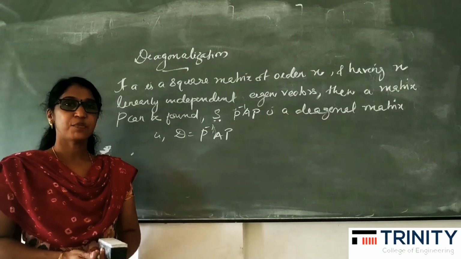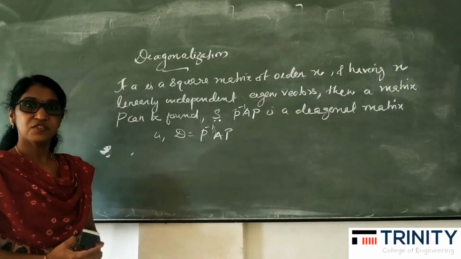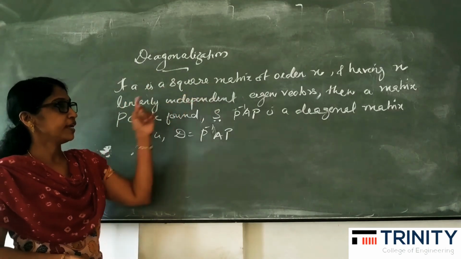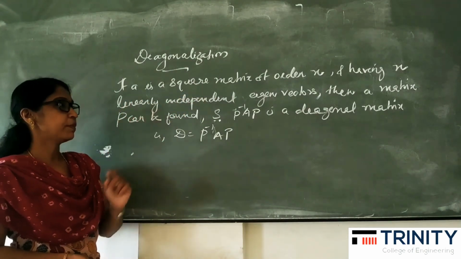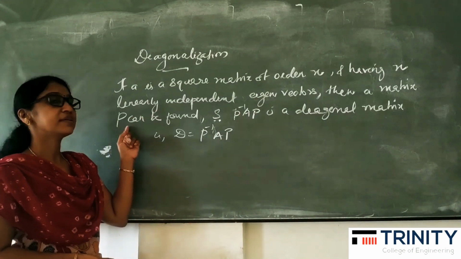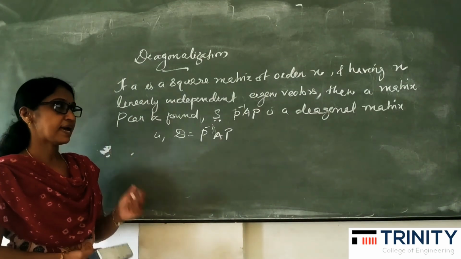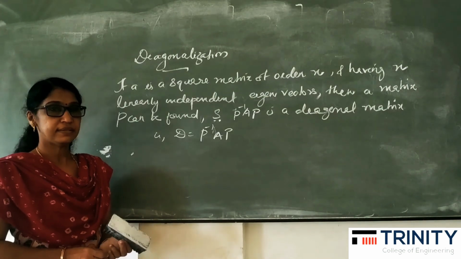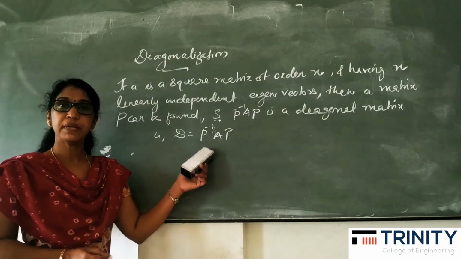Hi, the next topic is diagonalization. What is diagonalization? Let's see. If a square matrix A of order n has n linearly independent eigenvectors, then a matrix P can be found such that P inverse AP is a diagonal matrix. That is, D is equal to P inverse AP.